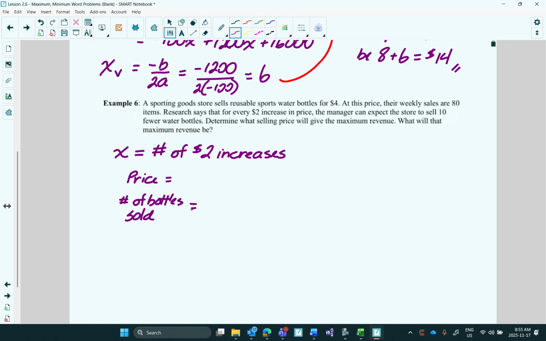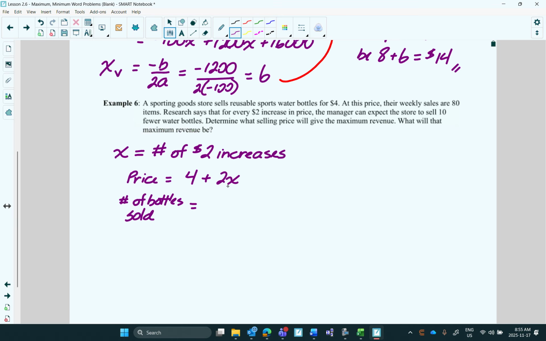And how do we get these? Well, we take the originals and then we either add or subtract. So what's the original price? $4 plus, be careful with this one, every time I do an X, how much is it going up by? 2. So it's not 4 plus X, it's 4 plus 2X. Because every time I do an X, I'm actually adding $2 to the price.